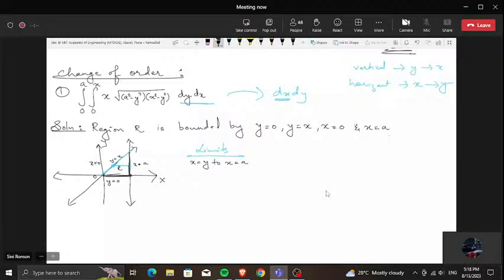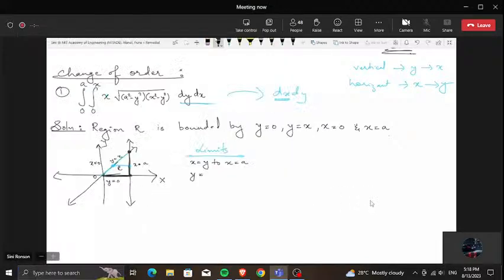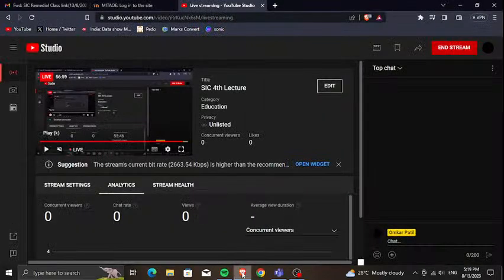Now the second limit, what did I say? It is always constant. So you just have to find out what is the minimum value of y in this region and where the maximum value of y will come. So can you tell me what is the minimum value of y in this region? 0. And what is this point going to be? Can anyone tell me what point the intersection of x equal to a and y equal to x will give us?